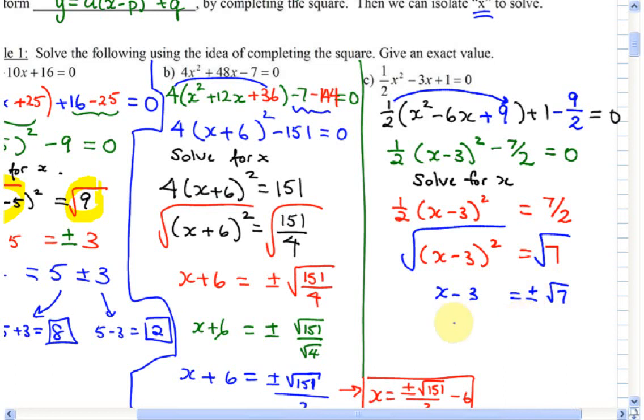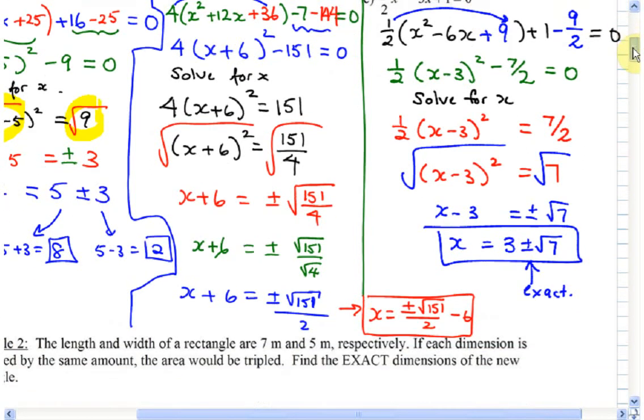Solve for x. 3 plus or minus root 7. Done. Okay? This is what they call the exact answer. Don't then go to your graphing calculator and punch out the root. No, leave it like this. That's what they want when they say exact answers. The math gods.